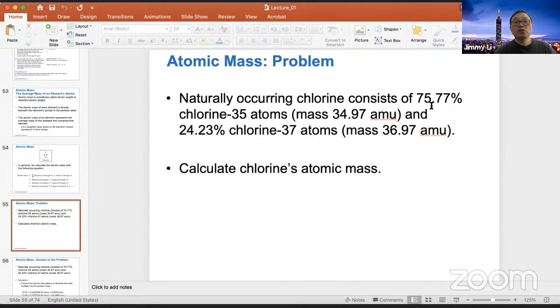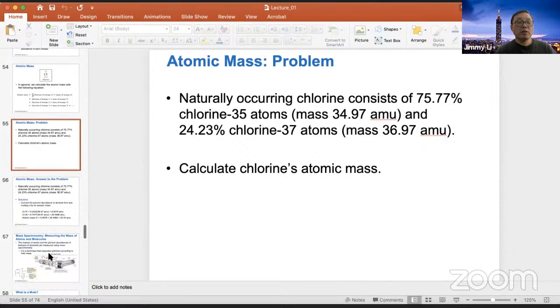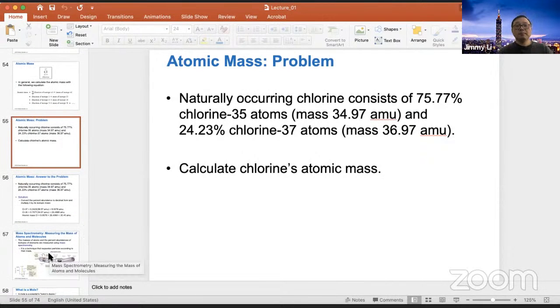Chlorine has 2 isotopes. The first isotope we call chlorine-35, which has 75.77%. Chlorine-37 has 24.23%. How do we calculate the average atomic mass? Let me give you one minute to take out a sheet of paper and try that, and I'll show you on slide 56.